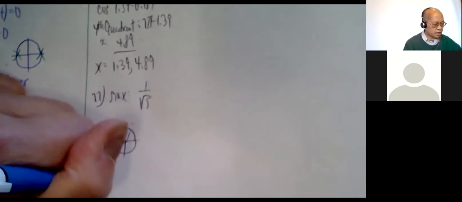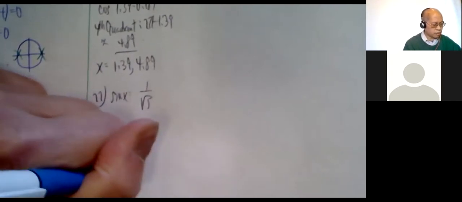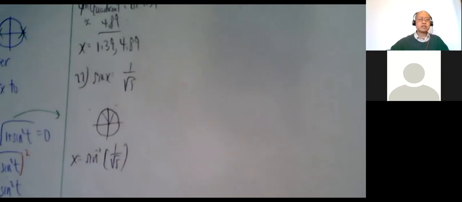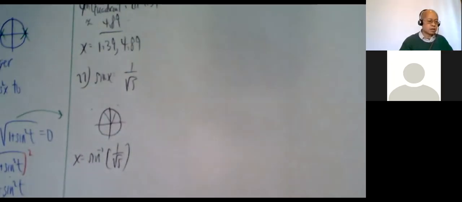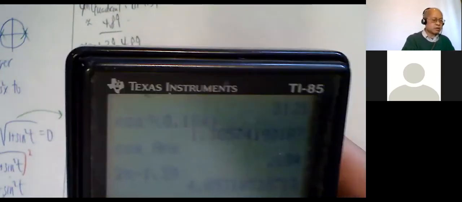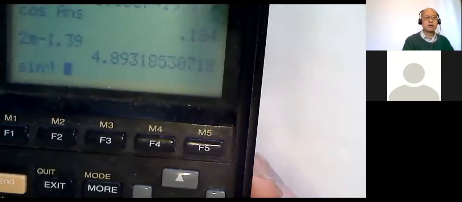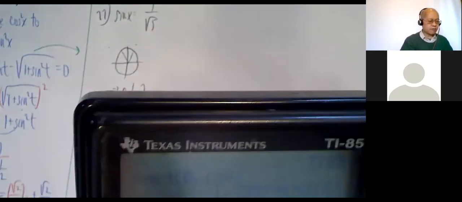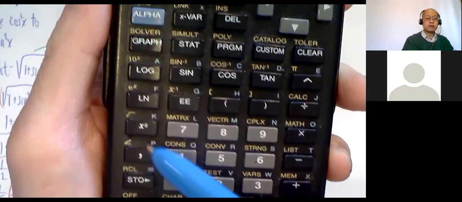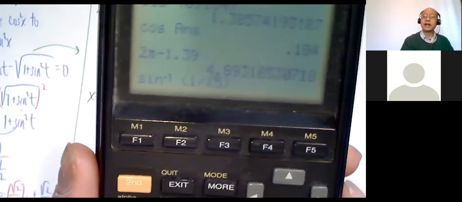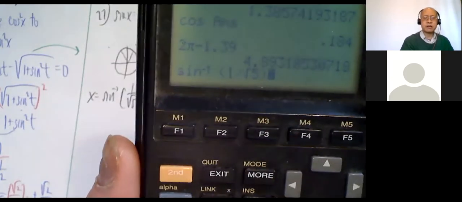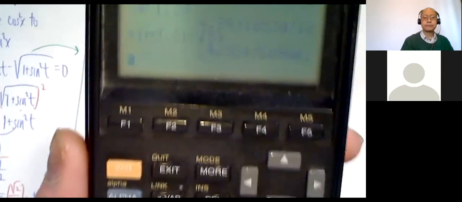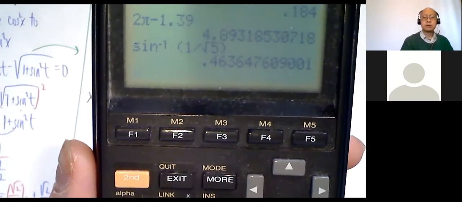So x is inverse sine of 1 over radical 5. It is possible to do that all in one fell swoop. Again, make sure you're in radian mode. So inverse sine, second function, inverse sine, parentheses, you do need parentheses this time, 1 divided by square root of 5. My square root button is over here. Inverse sine, not sine, inverse sine. It's the backwards function. 0.46, round it off.